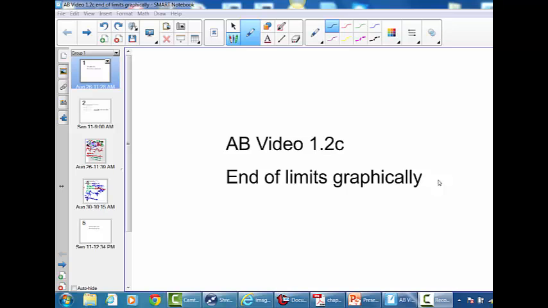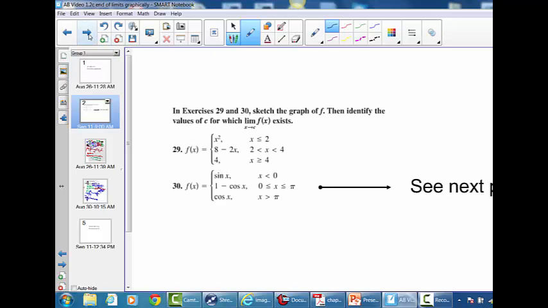This is video 1.2c, end of limits graphically. So we're looking at pages in the book on section 1.2, exercises 29 and 30. Sketch the graph of f, then identify the value c for which the limit as x approaches c of f of x exists. So we're going to be looking at number 30.